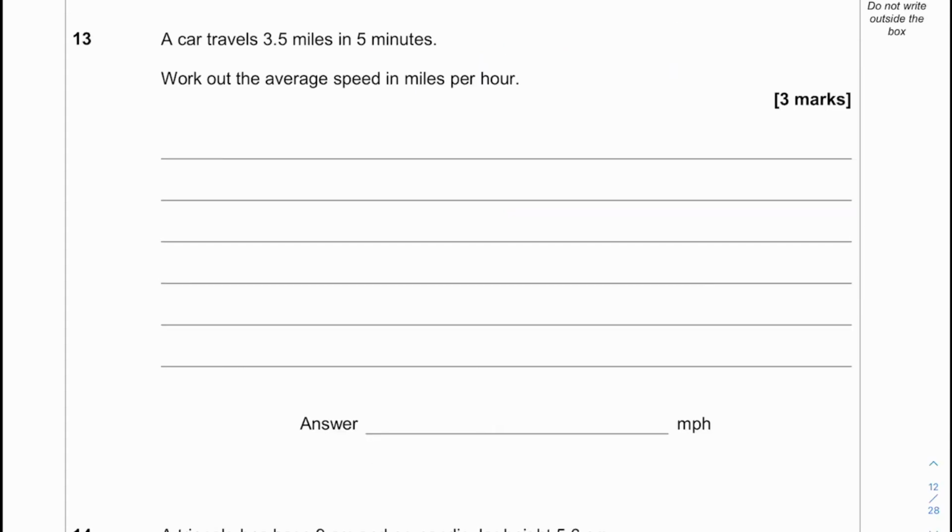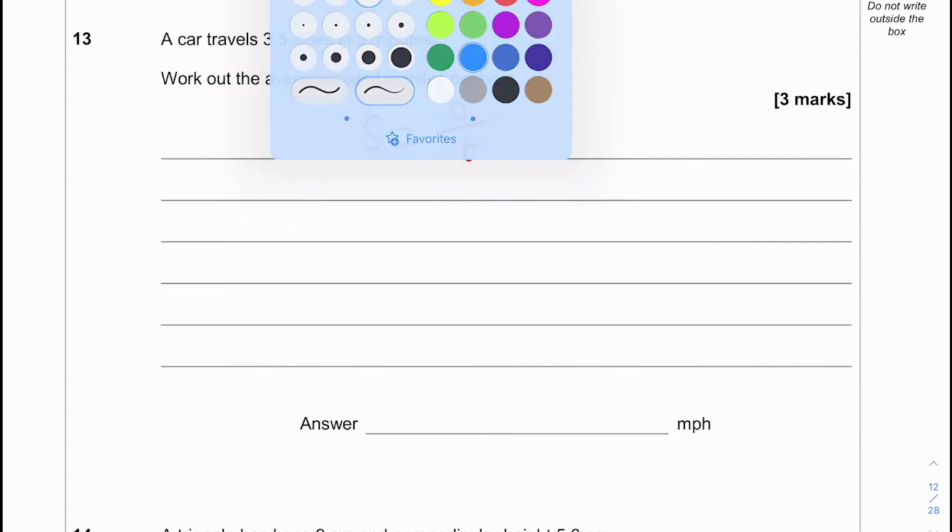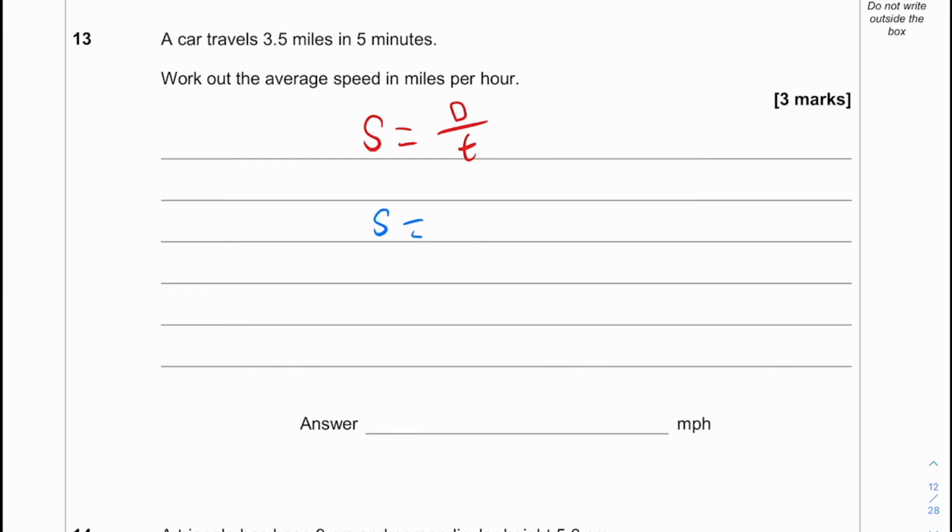Okay, so for question 13, we are told that a car is travelling 3.5 miles in 5 minutes, and we need to work out the average speed in miles per hour of the car. And this is worth 3 marks. So the first thing to do is write down our equation, which is speed is equal to distance divided by time. And we know we need to work out speed, so we need to find out what the distance and the time is. So we can then say speed is equal to our distance, which is 3.5 miles, divided by the time, which is 5 minutes. But we need to convert this into hours, because the units that we need the speed in is miles per hour.